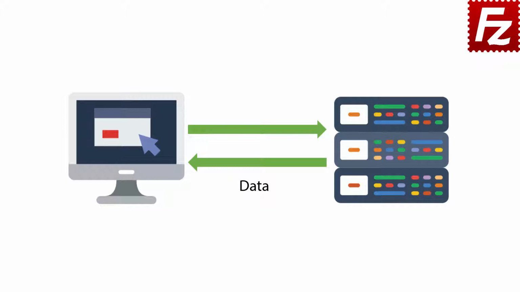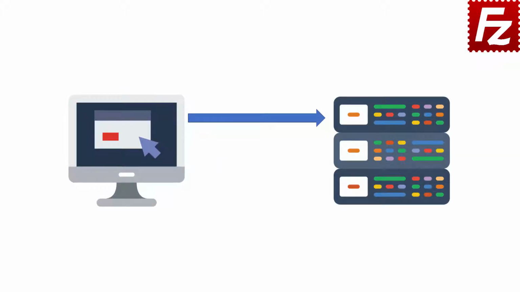These can be established in two ways. In active mode, the client starts listening on a port and communicates that port number to the server through the control connection. FileZilla and FileZilla Pro use any available port. The server then initiates the data connection to the client's port.